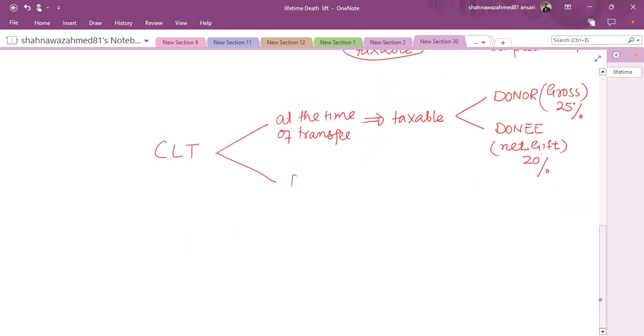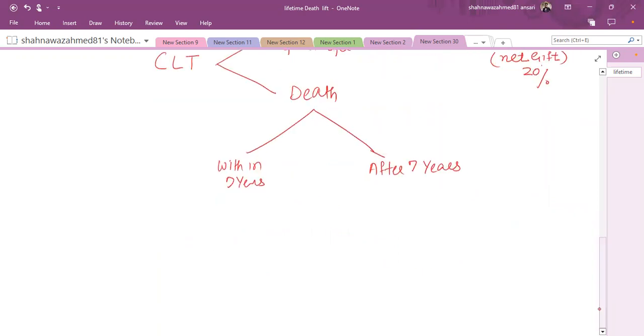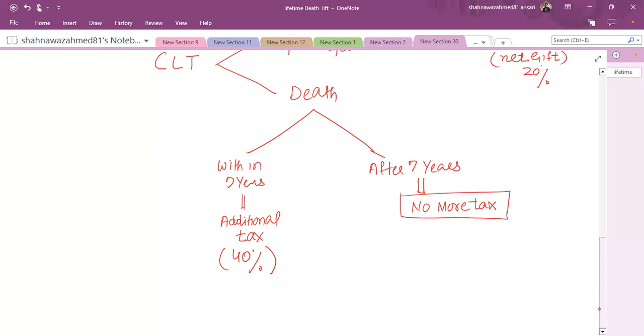And if the donor dies, then again the 7-year rule is applicable. If the donor dies within 7 years or after 7 years. So suppose the donor dies within 7 years, then additional tax is payable. Some more tax is applicable and the rate at the time of death is 40%. And if the donor survives 7 years, no more tax, only lifetime tax. No additional tax. And who is going to pay tax in the case of death? The tax is to be paid by the trustee.